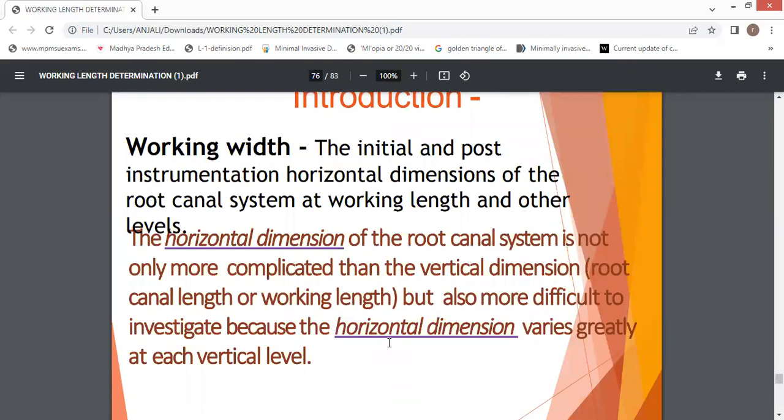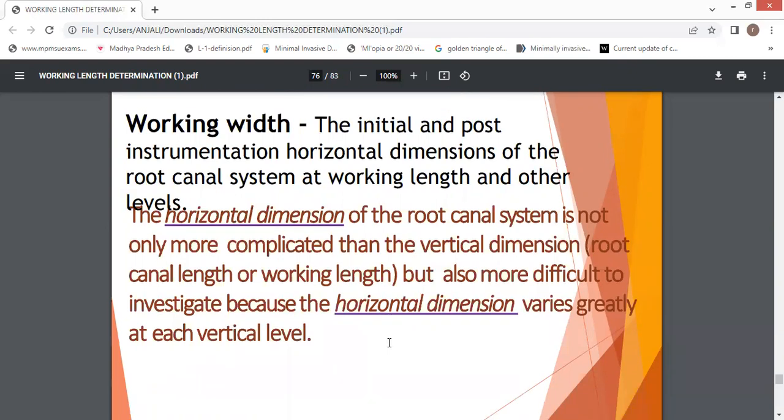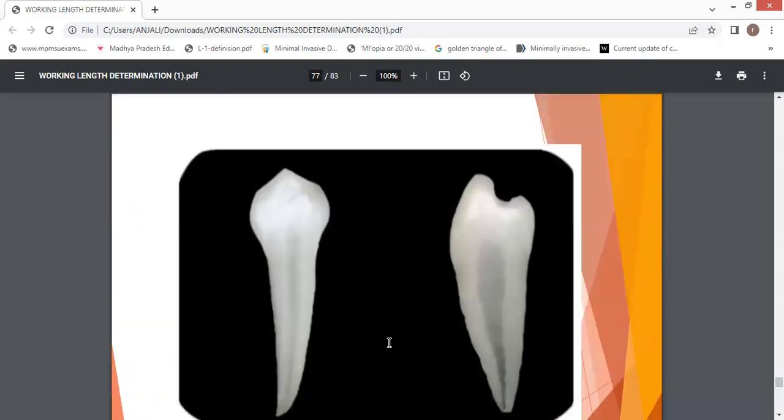There is one more thing, called working with the initial and post-instrumentation horizontal dimensions of the root canal system at working length and other levels. The horizontal dimension of the root canal system is not only more complicated than the vertical dimension, root canal length or working length, but also more difficult to investigate because the horizontal dimension varies greatly at each vertical level.